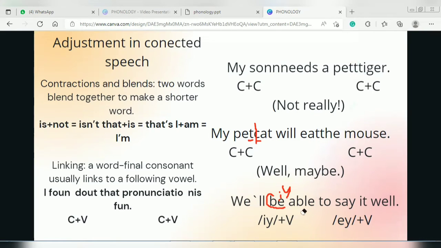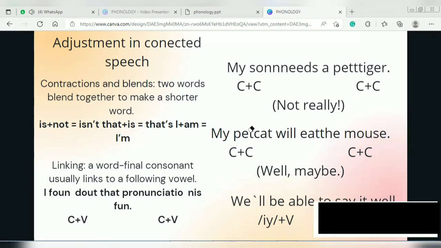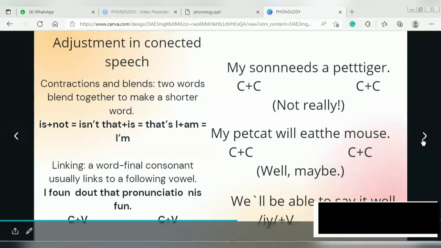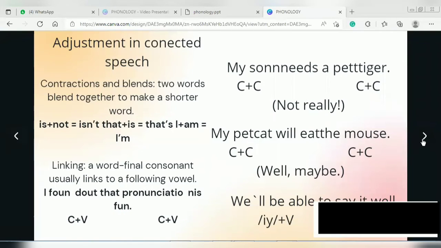Okay, and also we have another rule when we have a W in the middle of these words, like blue and is. When we pronounce these words rapidly, the pronunciation is bluish, and the W sound is between these words. Okay.